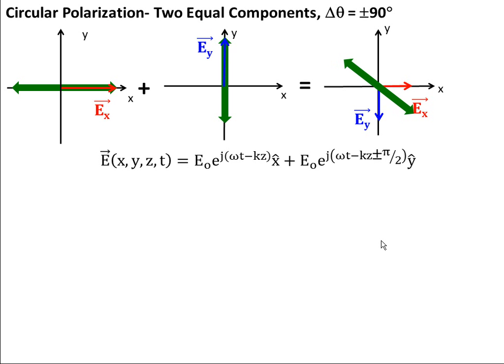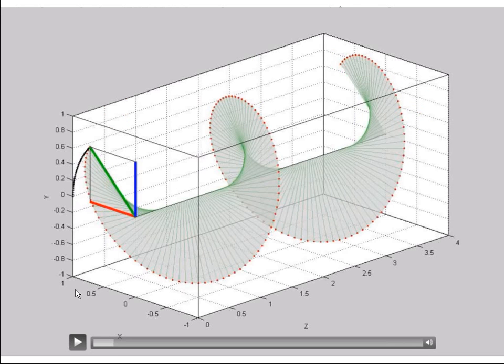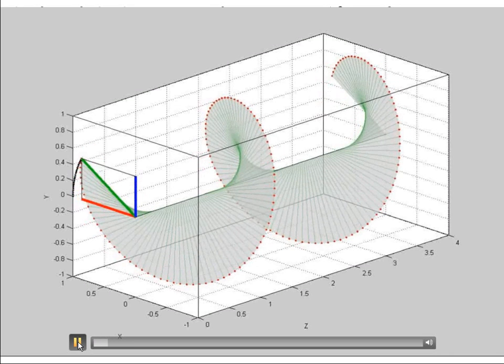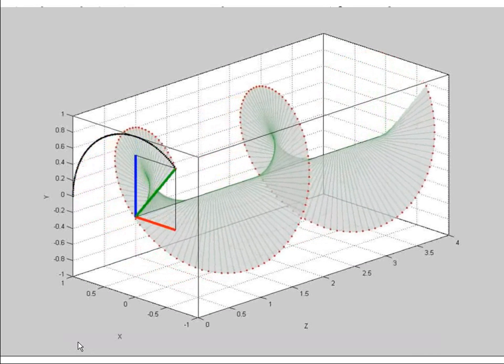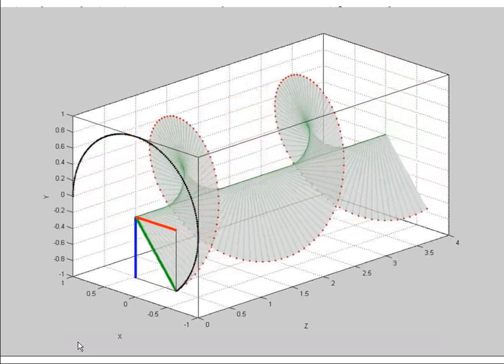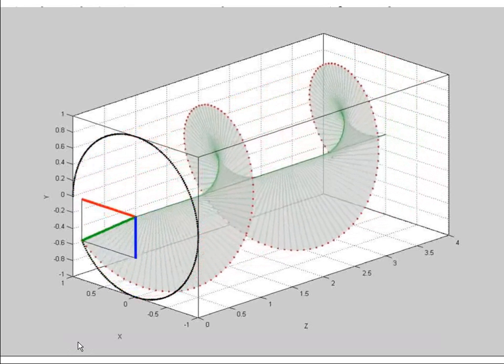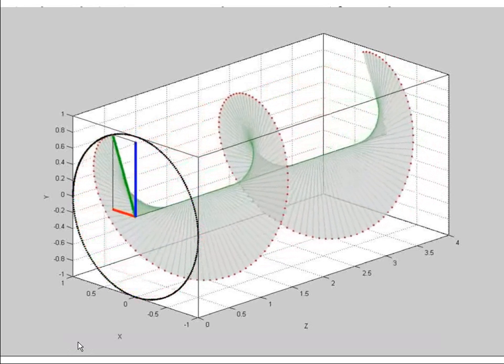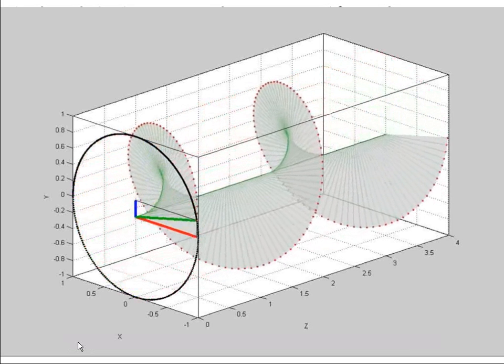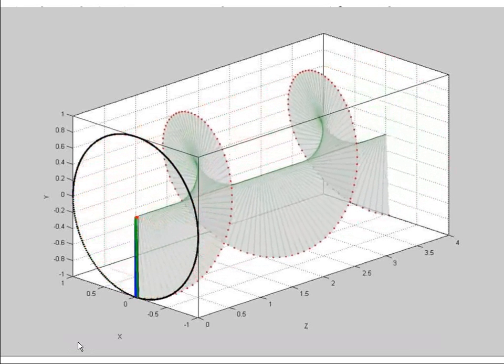So let's stop and take a look at a little video and see how that works. Here's the video, and what you're going to see is the y component in blue and the x component in red oscillate 90 degrees out of phase, and you're going to see this wave trace out the corkscrew pattern you see in time. This is what happens when we have two components that are 90 degrees out of phase. The x component is red, the y component is blue. It's called circular polarization because the overall green field vector, as you can see, makes a circle, and the wave itself sort of corkscrews as it propagates through space along the z-axis.